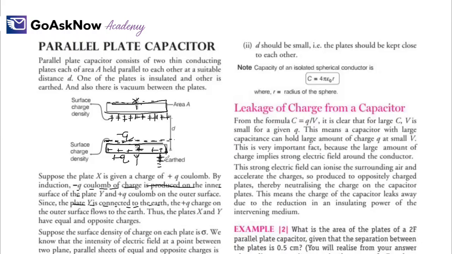Then the plate Y is connected to Earth. So this is Earth only. So this charge will disappear here because earthing makes it zero potential. So the outer surface charge goes to the Earth, so that the plates X and Y have equal and opposite charges. You can see the plates have equal and opposite charges here.